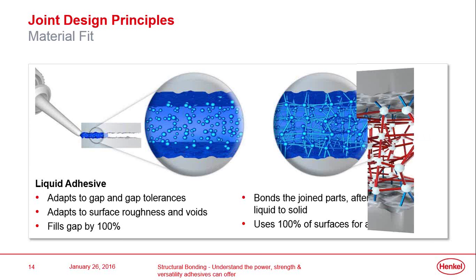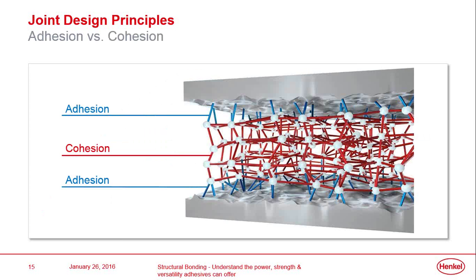There's a couple of key things that are going on within our bonded joint. The first one is our adhesion forces, which are represented here by the blue line. So this is how well the adhesive is actually sticking and bonding to the surface. And then the red lines represent the cohesive forces within the adhesive itself. So once the adhesive is set and cured, what cohesive strength do we have?